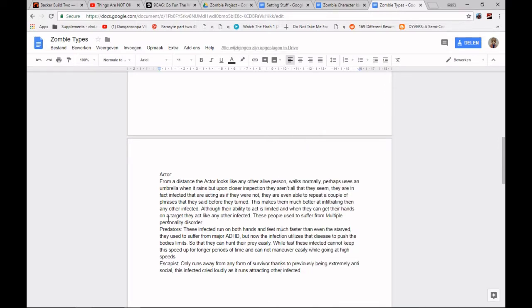From a distance, the actor looks like any other alive person, walks normally, perhaps uses an umbrella when it rains, but upon closer inspection they aren't all that they seem. They are in fact infected that are acting as if they're not. They are even able to repeat a couple of phrases that they said before they turned. This makes them much better at infiltrating than other infected, although their ability to act is limited, and when they can get their hands on a target, they act like any other infected. These people used to suffer from multiple personality disorder.